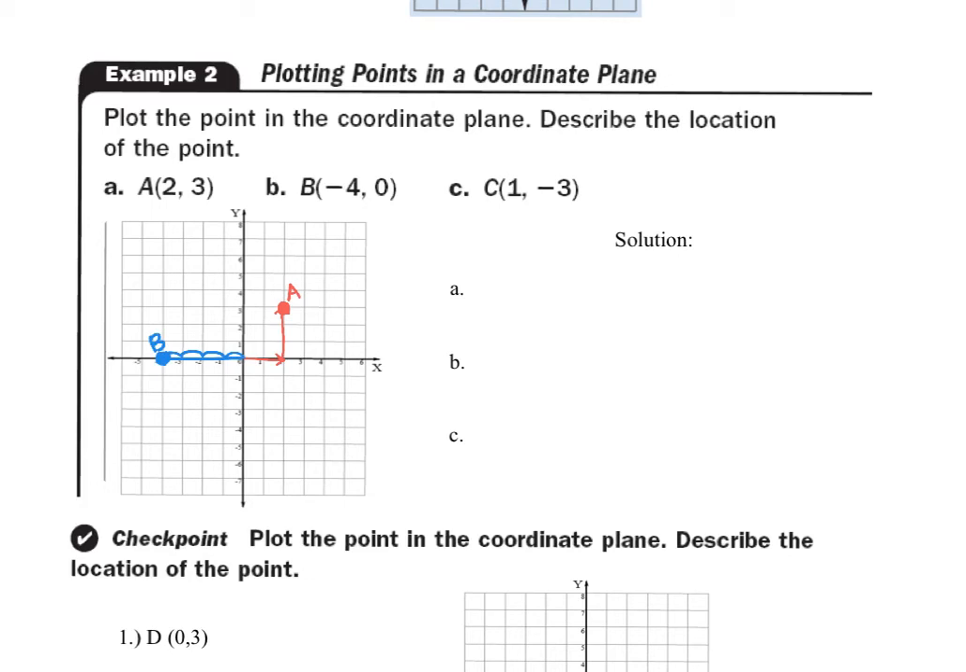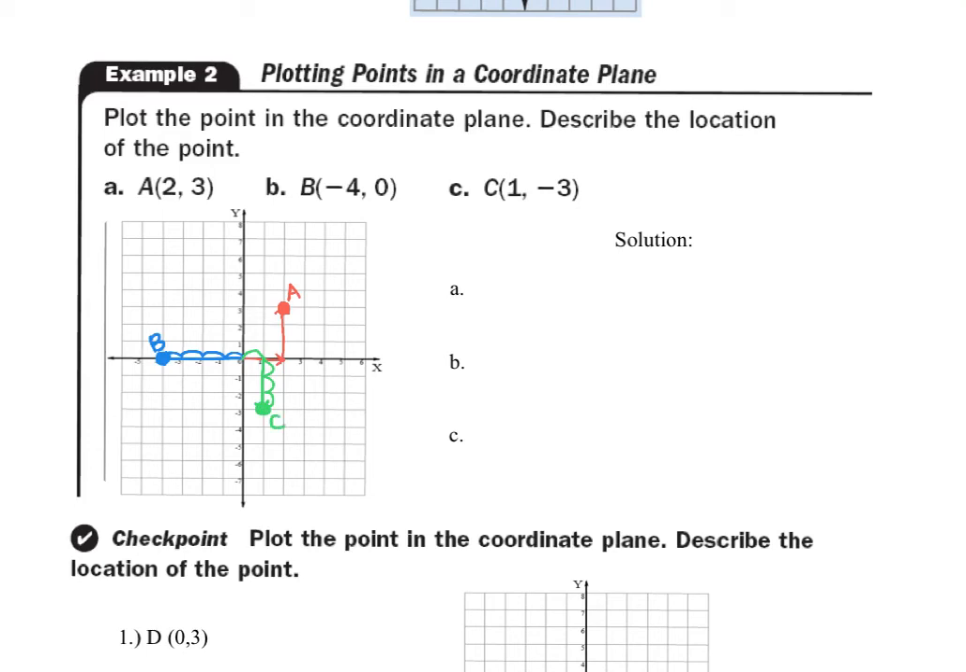The last one, C, is at 1, negative 3. So because the 1 is positive, I'm going to move to the right 1. And because the 3 is negative, I'm going to move down 1, 2, 3. And so this point right here, I would label as C.